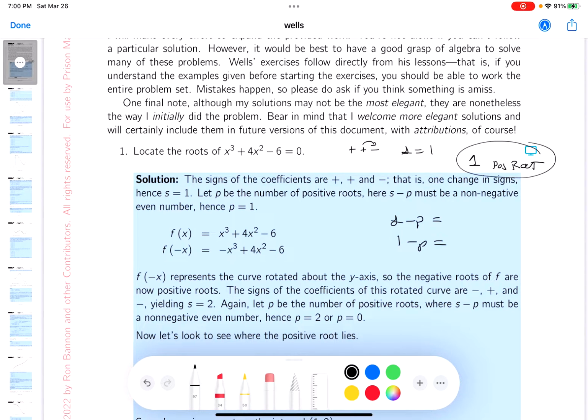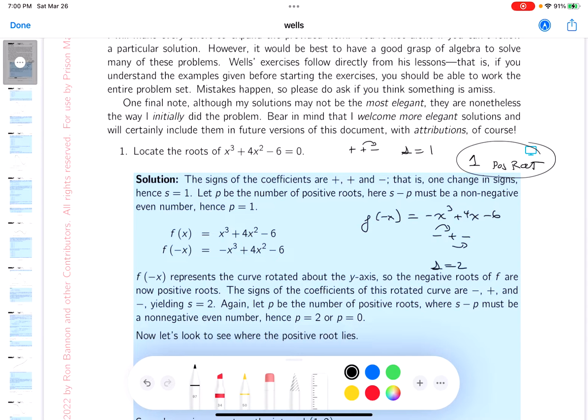All right? So, okay, locate the roots. What are we going to do next? We're going to rotate. And let me get my eraser out. There's one positive root. Let's rotate, see what happens. F of minus x. So to rotate by the y-axis, we're going to make the negative roots to be positive roots. And let's see what happens here. What do you get? You get minus x cubed plus 4x squared minus 6. So what do you get? Let's put the signs down. Minus, plus, minus. So there's a change here, and it's a change here.